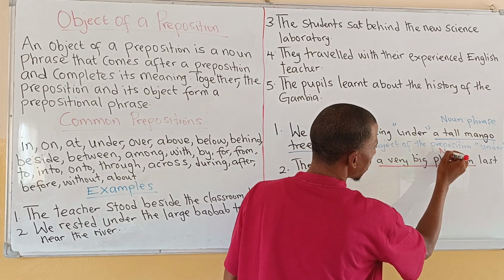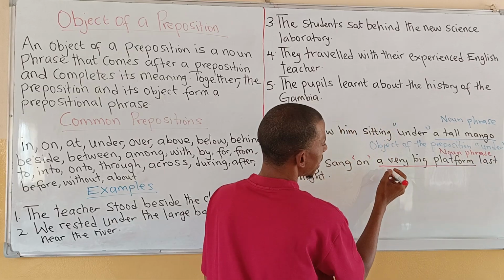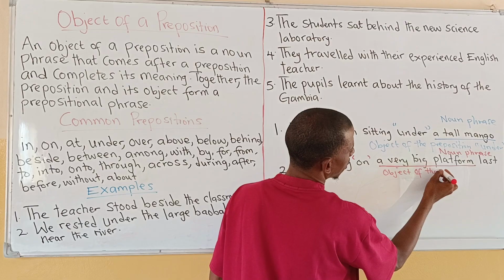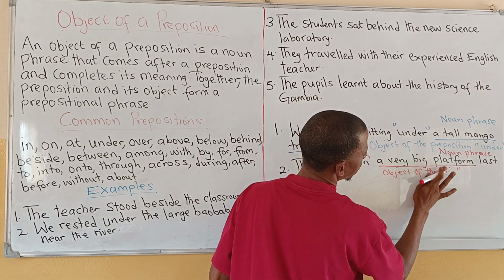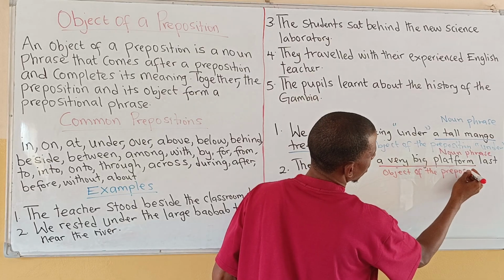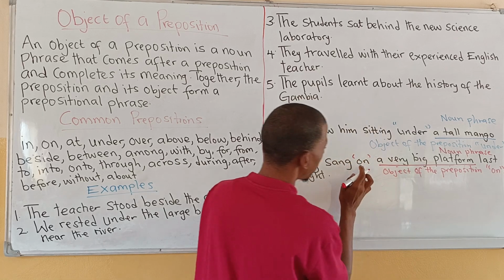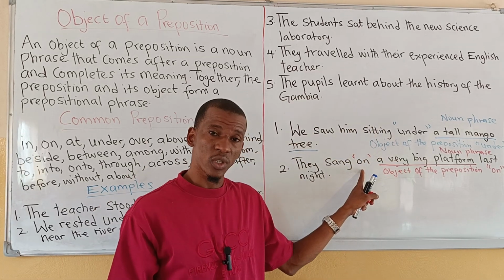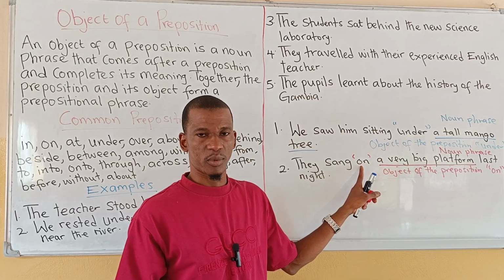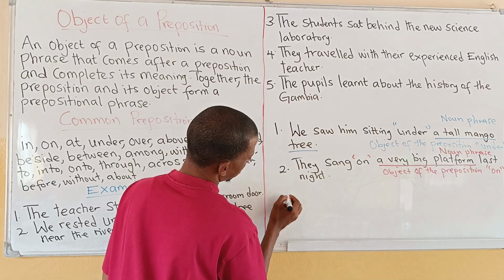So this is a noun phrase also. Then you say it is the object of the preposition, sorry, rather. Object of the preposition on. On is a preposition. So if you see a preposition, then after the preposition you have the words on the line, then it is the object of the preposition. Okay? The last example, let's look at example number 3.